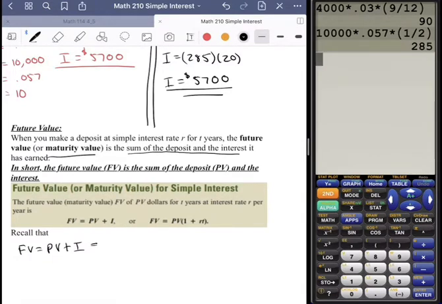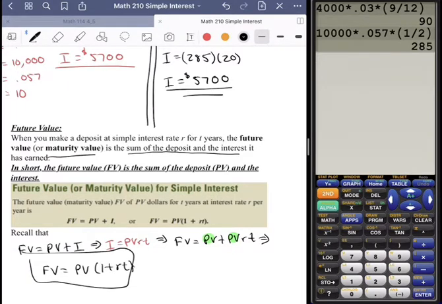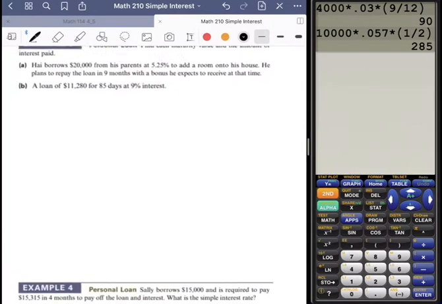But we already know what interest is. We know that interest equals present value, rate, times time. So I can rewrite this as future value equals present value plus present value, rate, times time. Well, we can factor this because each part of the expression has a present value. So we have future value equals present value, 1 plus rate and time. And this is how we get to future value, which is what we have right there. So let's see how this can help us.